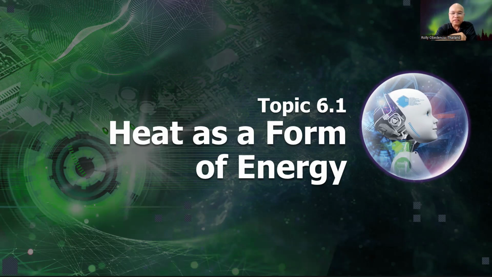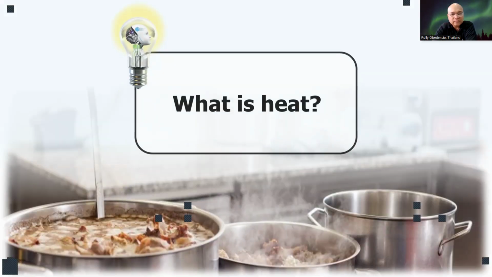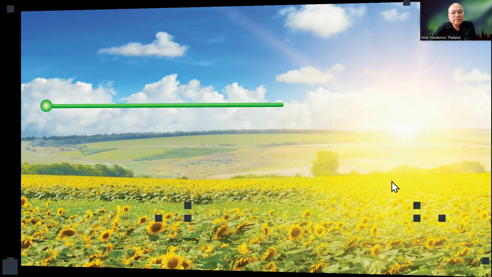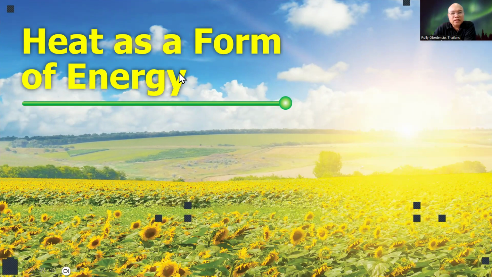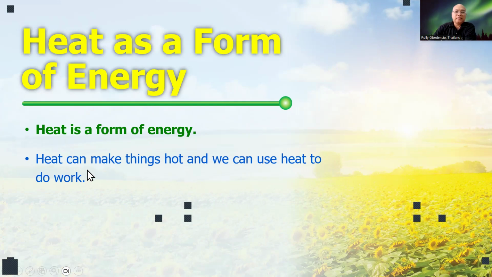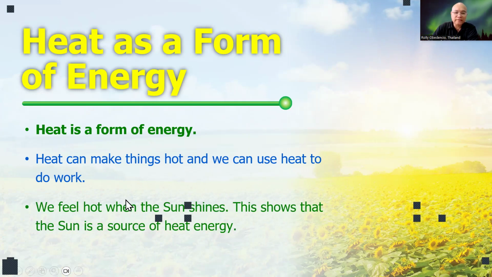So this is topic 6.1, heat is a form of energy. What is heat? Now, heat is a form of energy. It's heat that can make things hot, and we can use heat to do work.